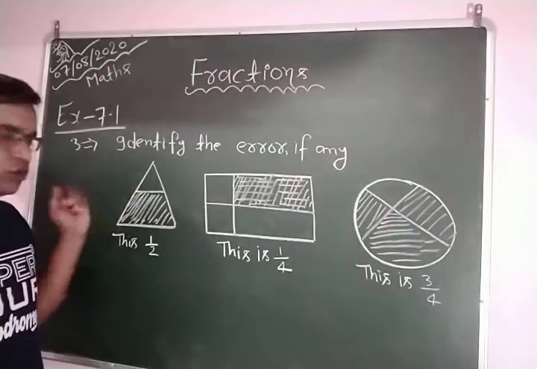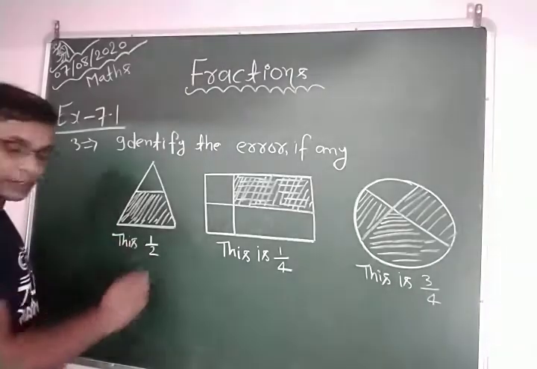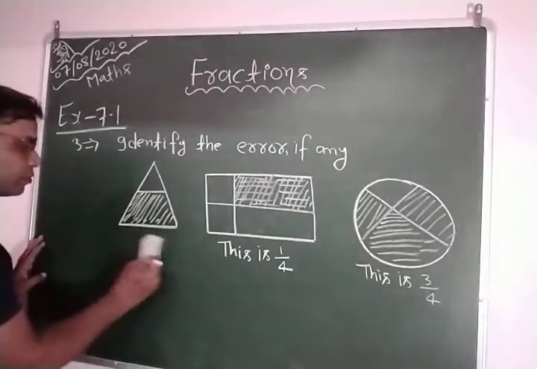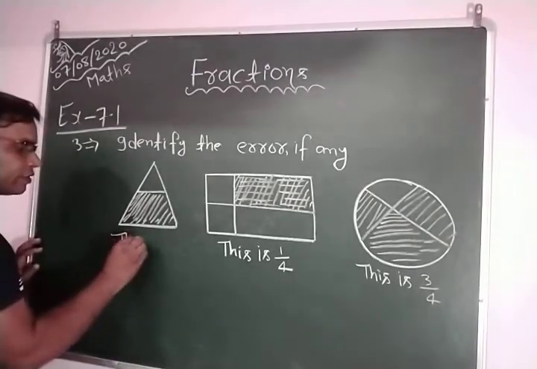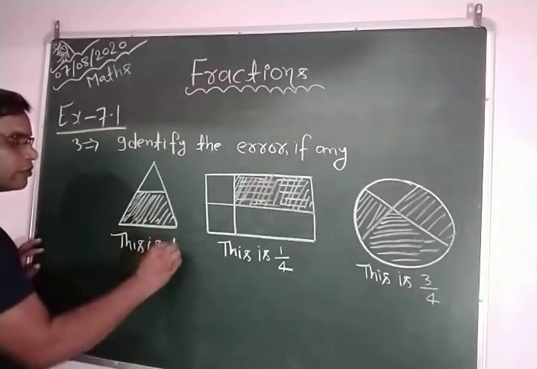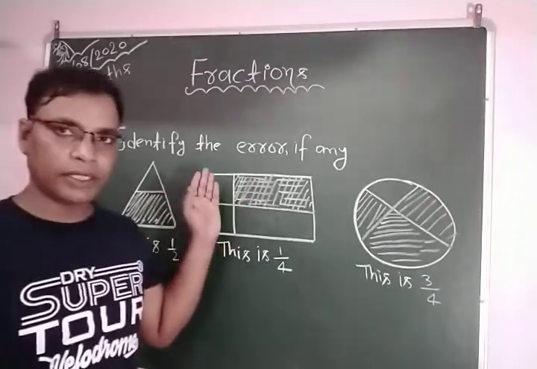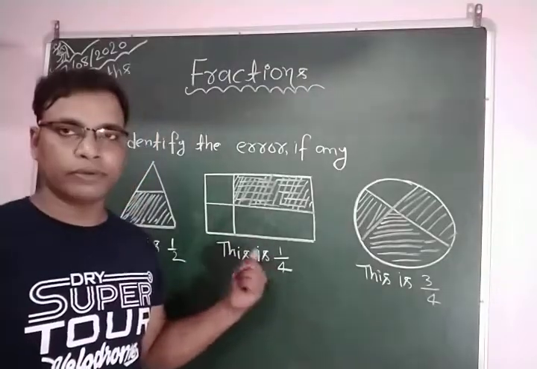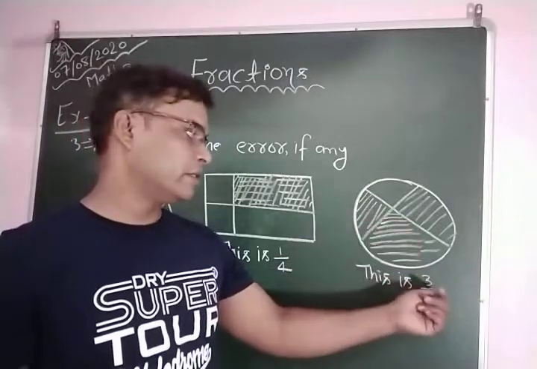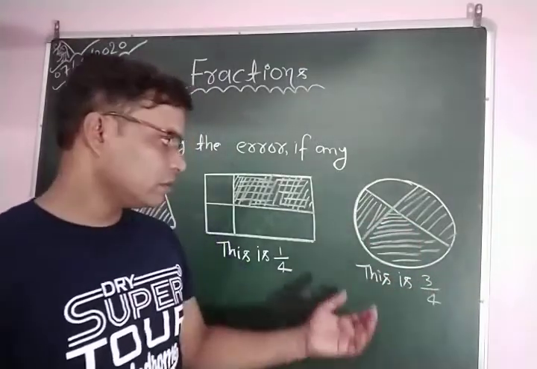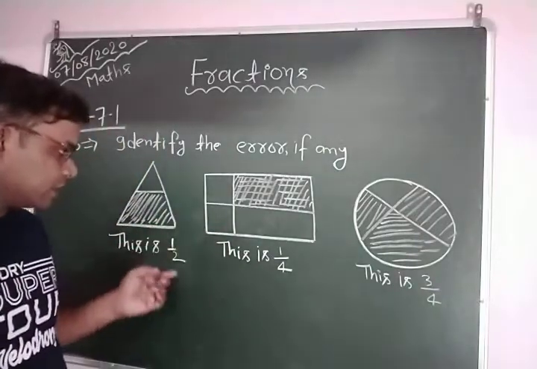The figure is divided into 2 parts and 1 part is colored. So this is the given fraction, 1/2. Here you can see this is 4 parts, and the fraction of this figure is 1/4, and here also 4 parts, and 3 parts are colored, then the fraction is 3/4. So you can tell me whether this given fraction is right or wrong.